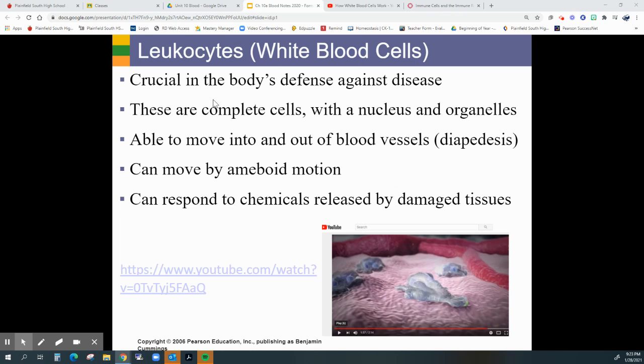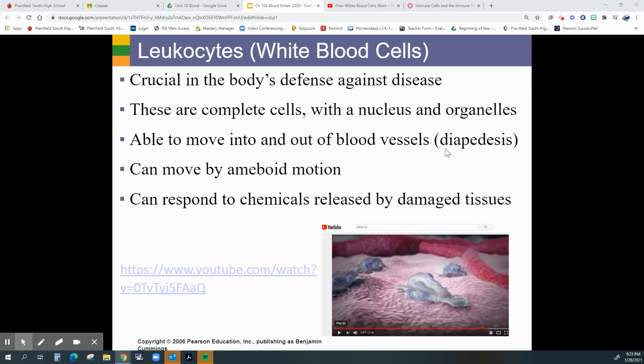We usually don't see them in as great of a number as red blood cells because they're really only there in response to either damaged tissue, tissue that doesn't belong to the body, or foreign invaders that would get into the body like viruses and bacteria. These guys are complete cells. They have both nuclei as well as organelles inside of them, unlike the red blood cells, which essentially are just sacs of hemoglobin. These guys are also able to move in and out of blood vessels.